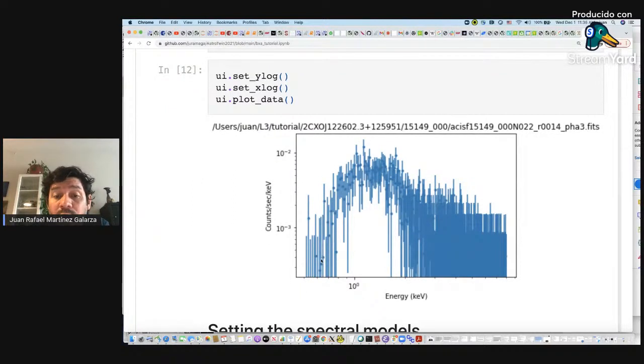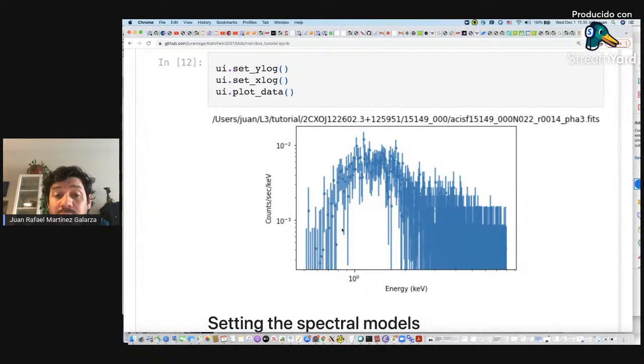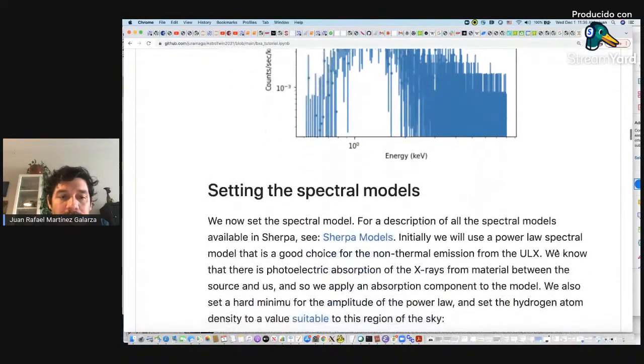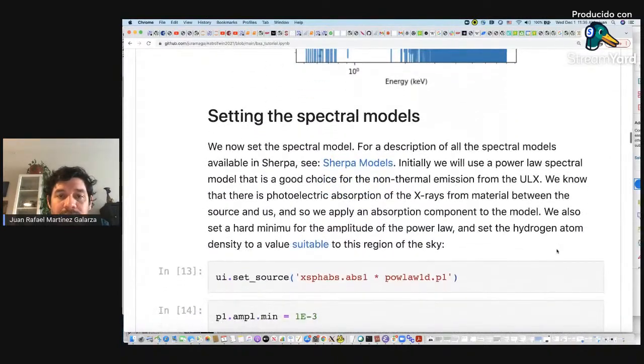And now all I'm going to do is use different spectral models to try to come up with possible physical quantities that describe this object. All right. So let's see. So now we're going to set the model.